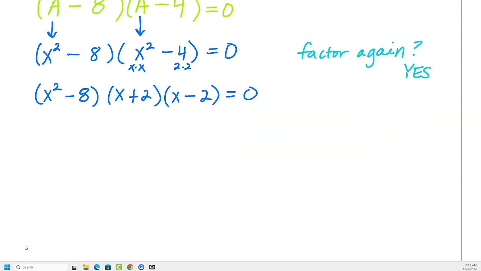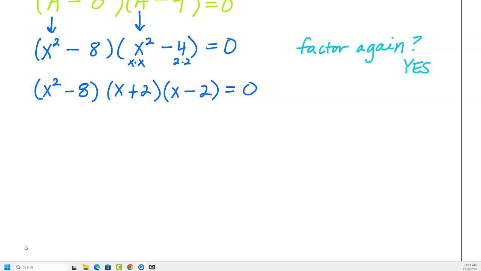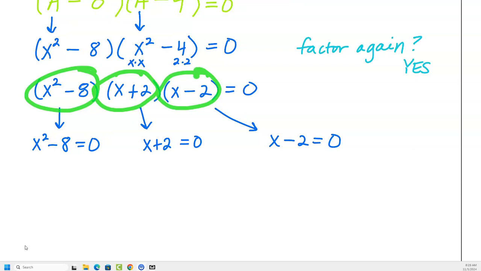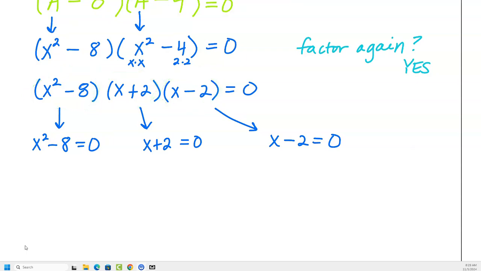Now I asked if I could factor further again. I can't. So now I'll set my factors here equal to 0. So x squared minus 8 equal to 0. X plus 2 equal to 0. X minus 2 equal to 0, right? Because I had three things that were multiplied together here that equaled 0. So one of them, if not two of them, if not all three, have to be 0. So we'll set the factors equal to 0. And so you can see for this last one, right, x is 2. For the second one, x is negative 2.